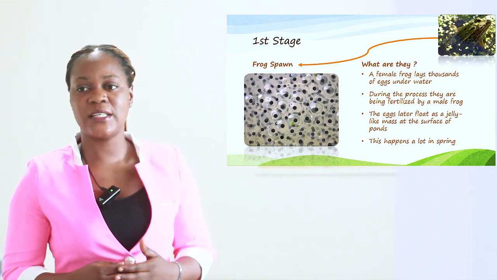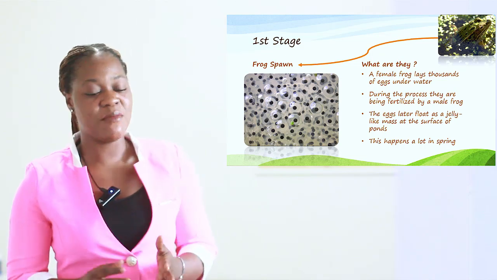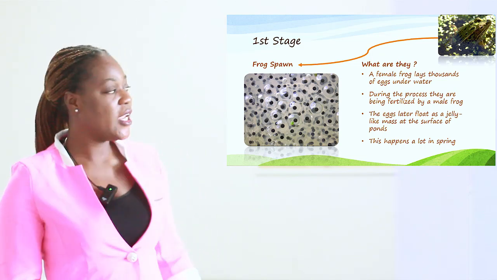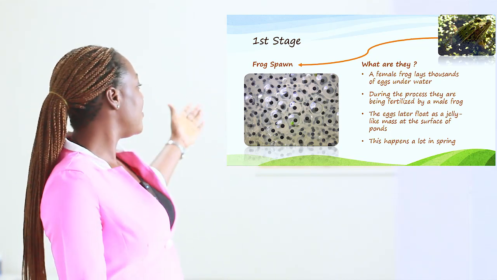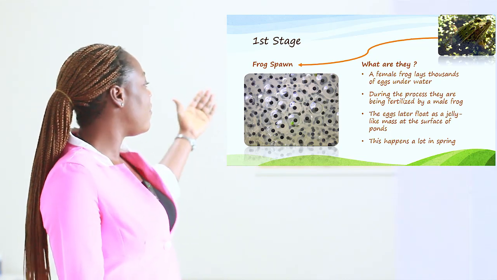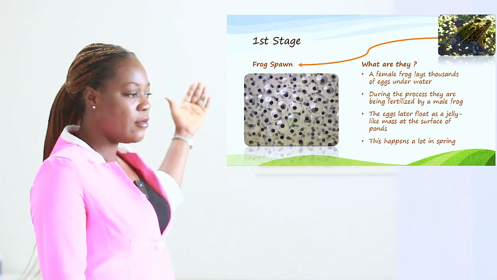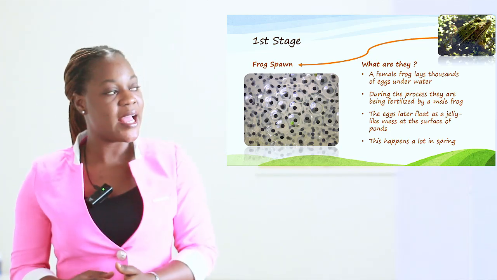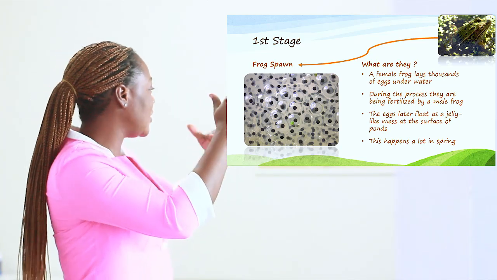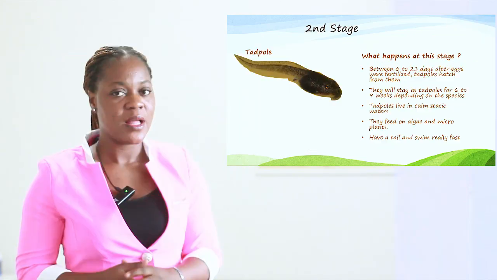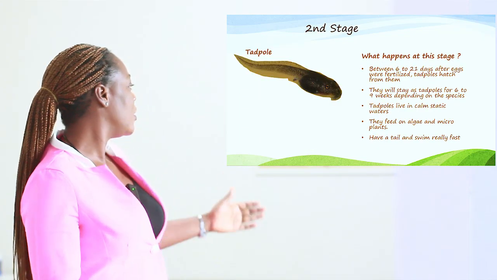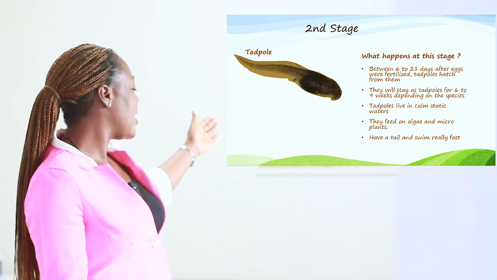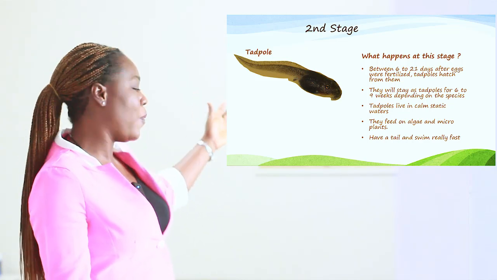During this process, the eggs are fertilized by a male frog. If the female frog lays the eggs, the male frog will fertilize the eggs. And the eggs later float on water. You can see them on water. The second stage is from egg to tadpole. Do you see? The egg has turned to tadpole.